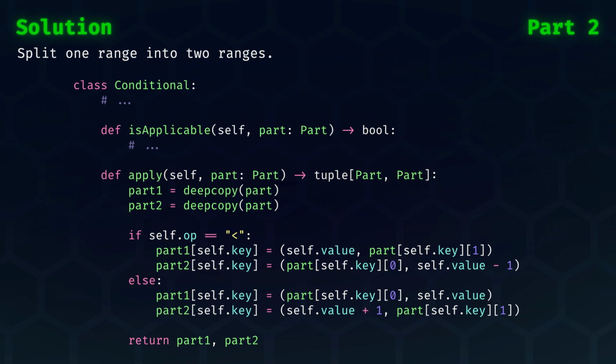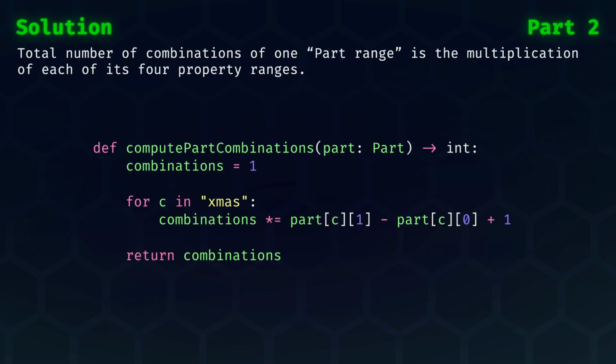Then finally, after the queue is done processing all part ranges, we are left with the task of determining the total number of combinations that a single part range represents. This is simply the multiplication of each of its 4 property ranges and can be computed as shown. And that was it once more.